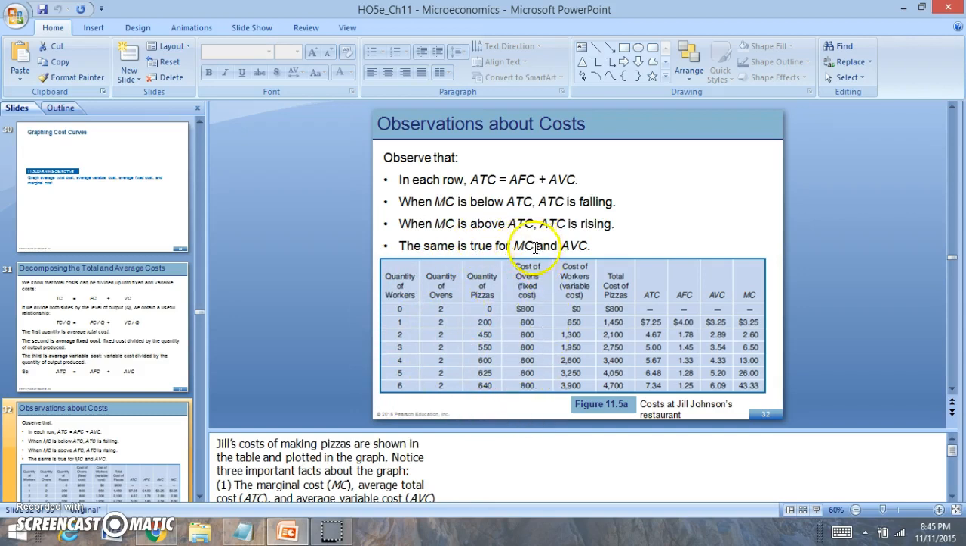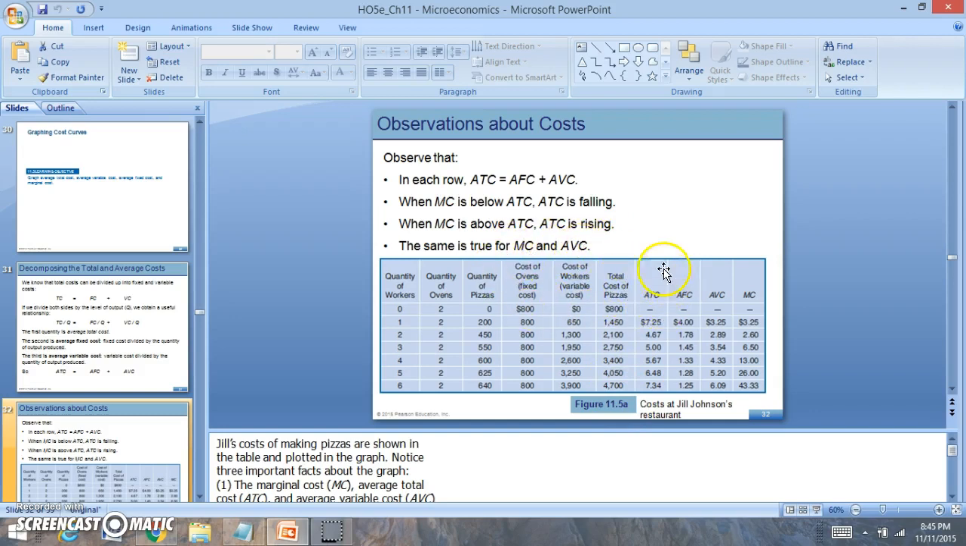The next column is your fixed costs. You notice that in this column they always have the same fixed costs. The next column is the variable cost. Variable costs change with the amount that's being produced. The next column is total cost. Total cost equals fixed plus variable cost.